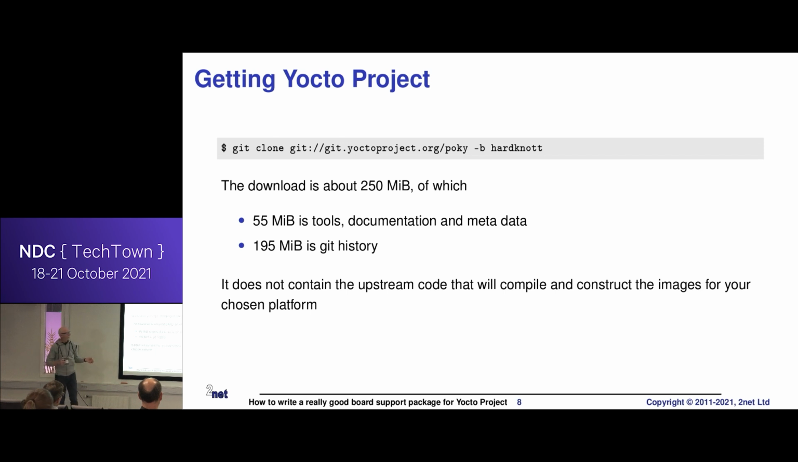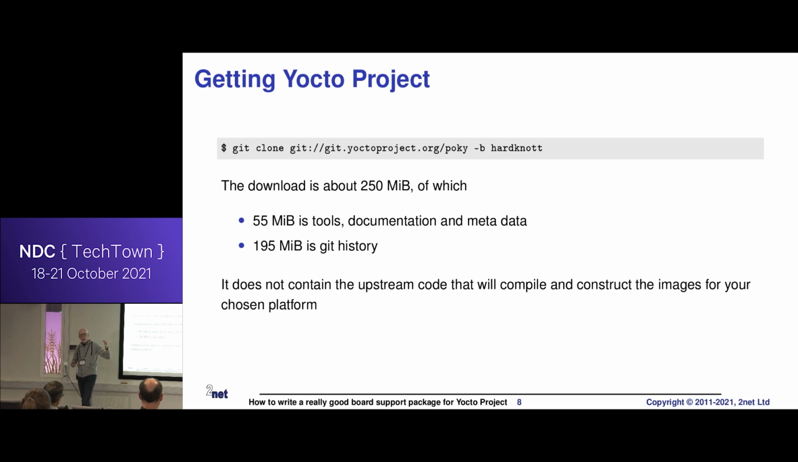So how do you get Yocto? Well, you go to this Git repository, and you do a git clone, and -b in whichever branch you want, or if you want the main branch, leave out the -b bit. That will download for you a total of about 250 megabytes, of which 55 megabytes is the actual metadata. Okay, so not so much.